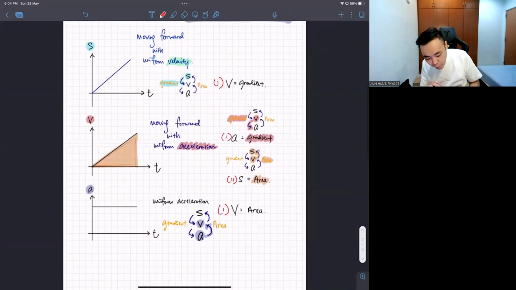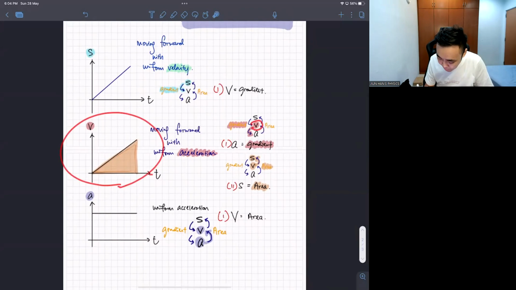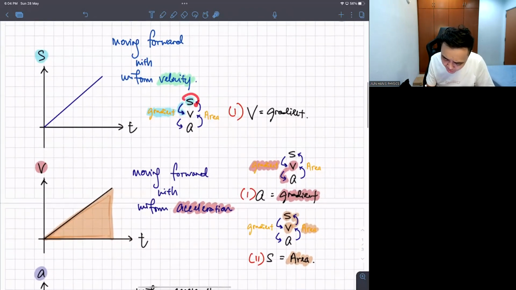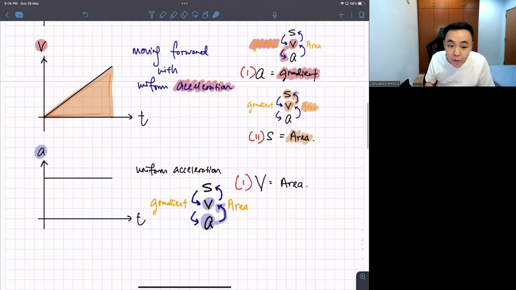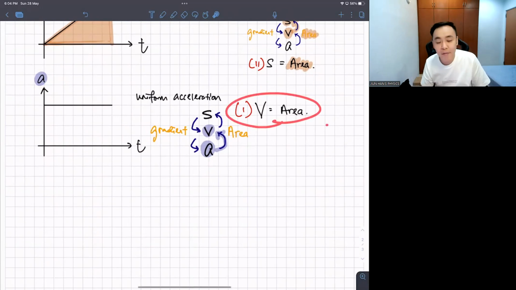That's why I say among three graphs, which one is hardest? VT graph. Because why? VT, you are in the middle. You can go upstairs, you can go downstairs. For ST, you are here. There's nobody upstairs, means they will for sure ask you to calculate gradient only. And then for AT graph, you got nobody downstairs. You can only go up. So for sure, they ask for area only.